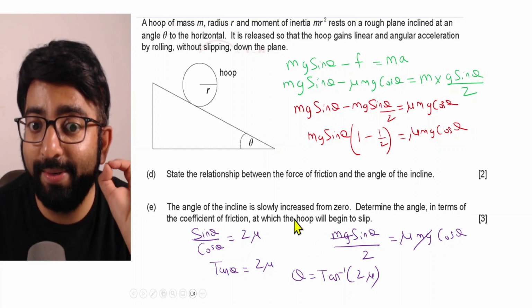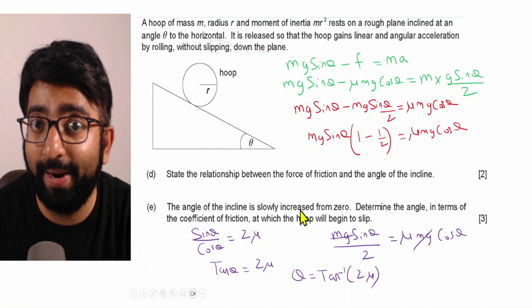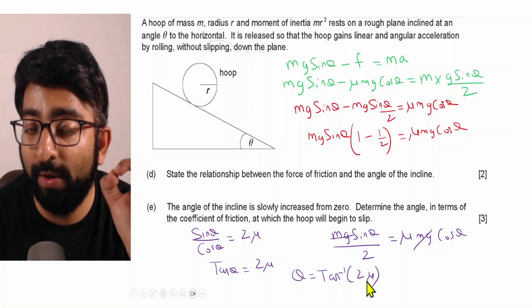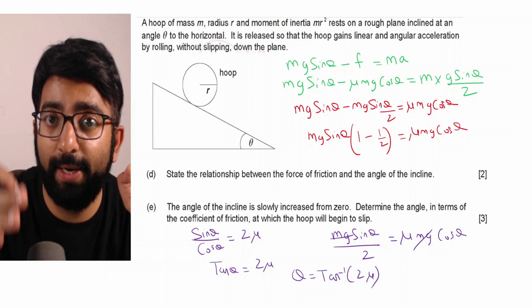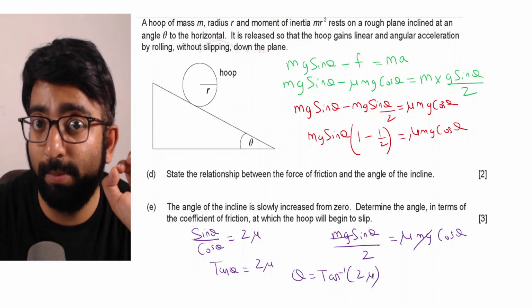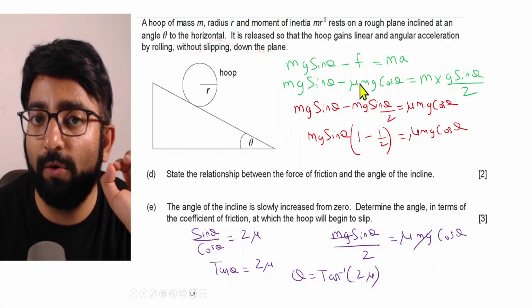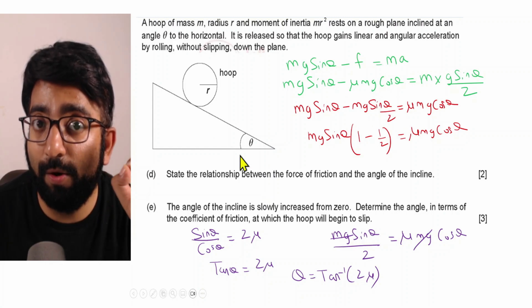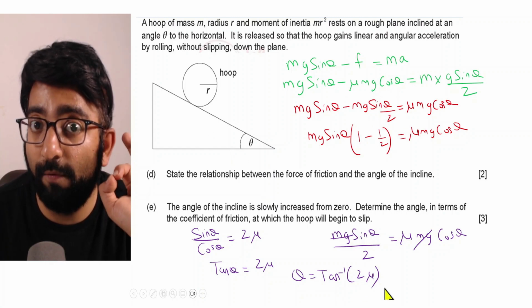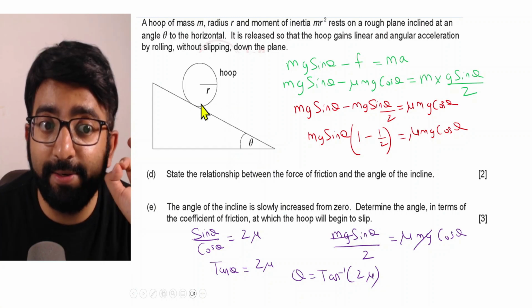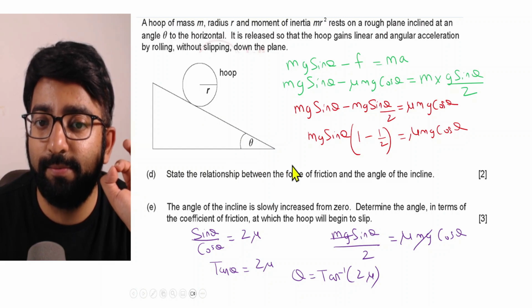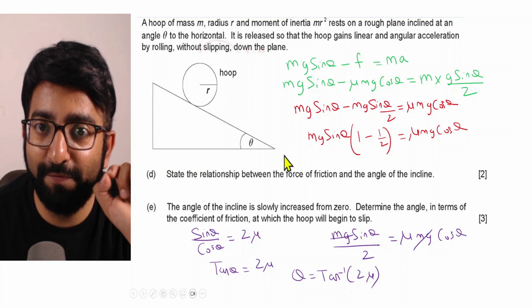So what's going to happen is, till the time the angle is 0 and it increases till this value, the friction acting on the hoop is static, which means it goes from a minimum value all the way till the maximum value, which is mu mg cos theta. And once the angle of the incline exceeds this value of tan inverse 2 mu, then the hoop definitely will slip while it is coming down this inclined plane. And this is how we solve questions of this type.